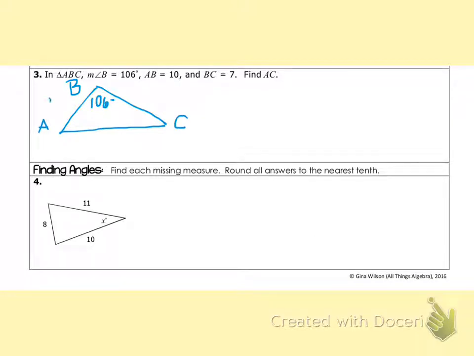So then AB is 10, BC is 7, and they want us to find AC. So we're going to call that X. So now you got your setup, and you can use your law of cosines to find the missing side. So go ahead and pause the video now, set this up, find the length of side AC, and tune back in to check your answer.